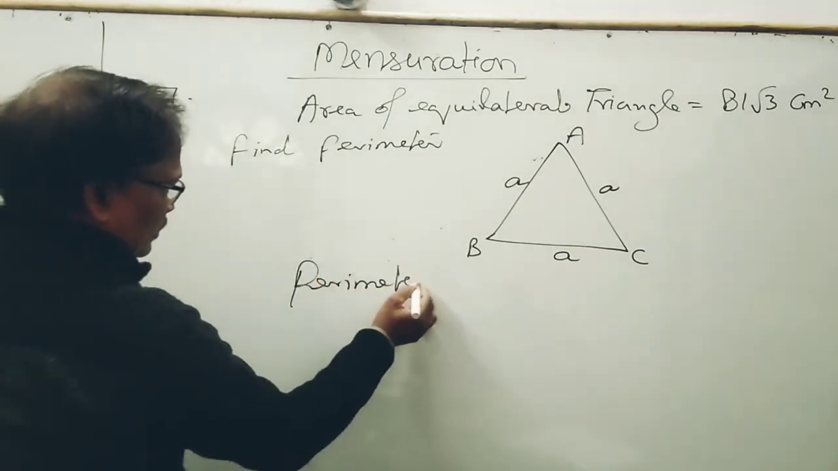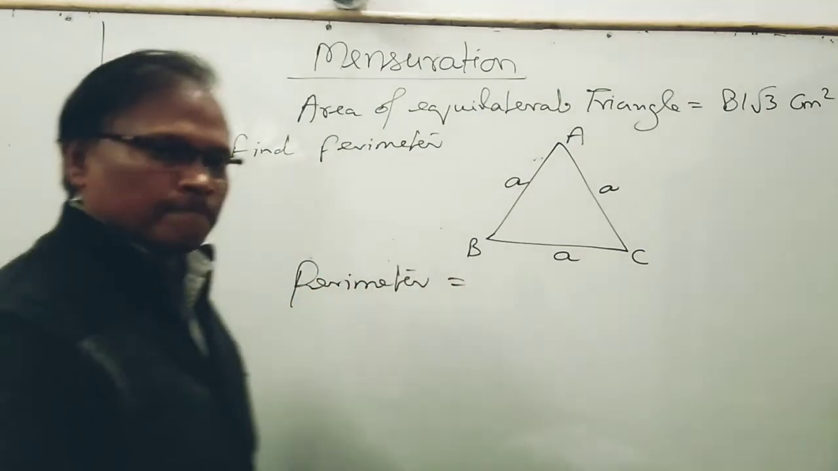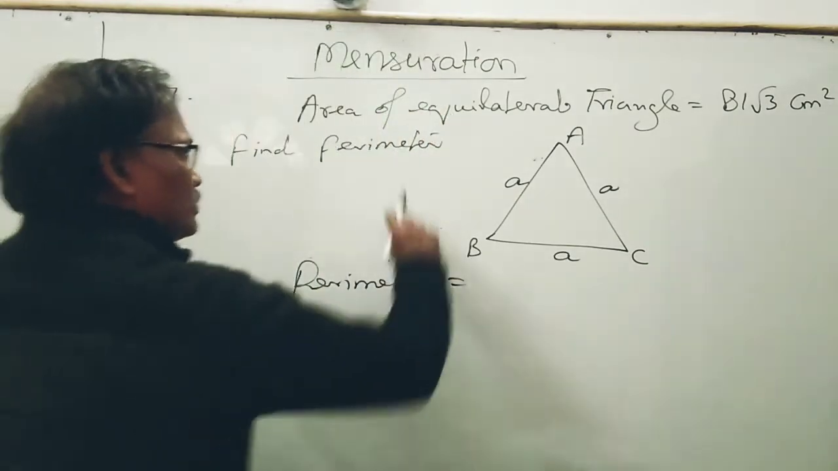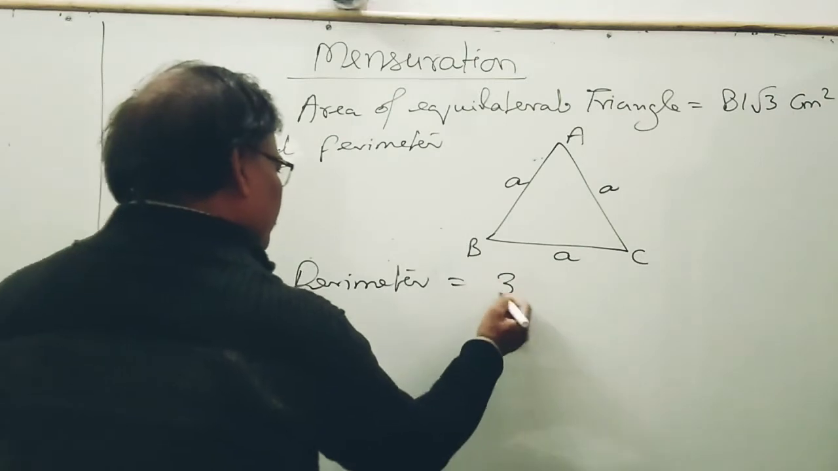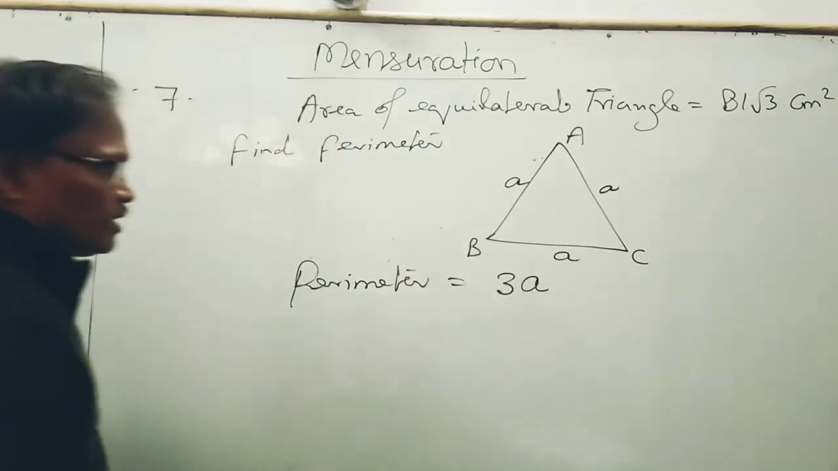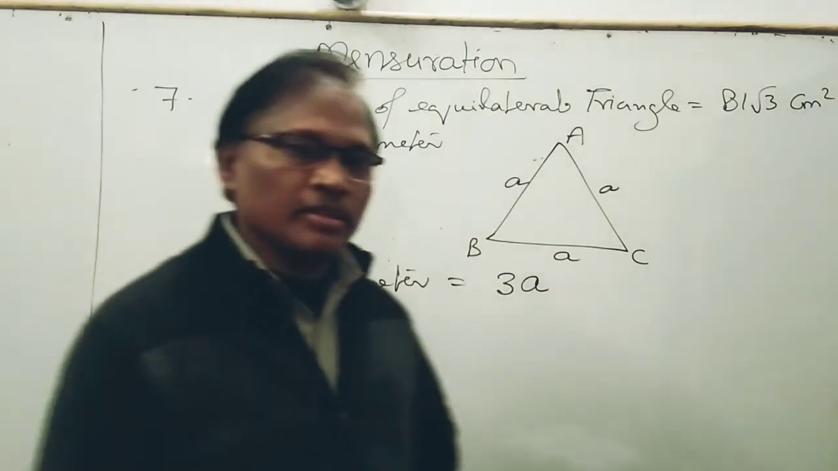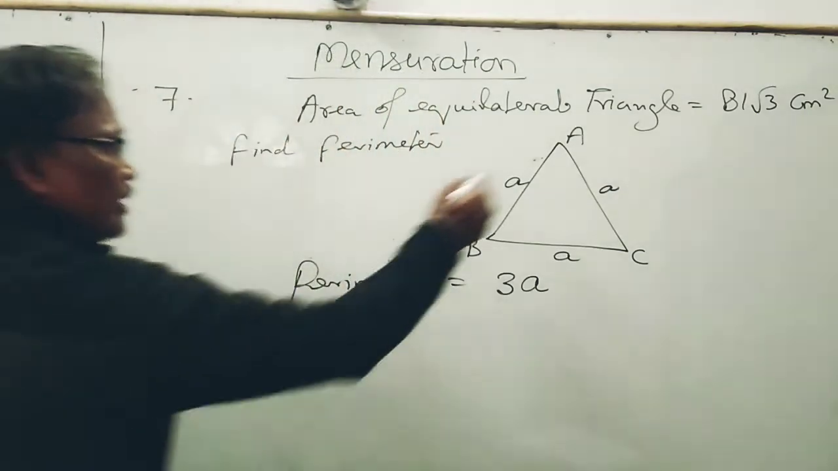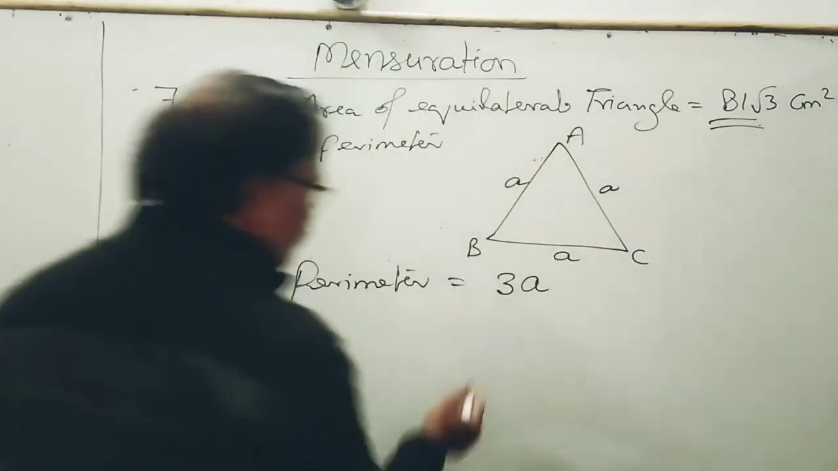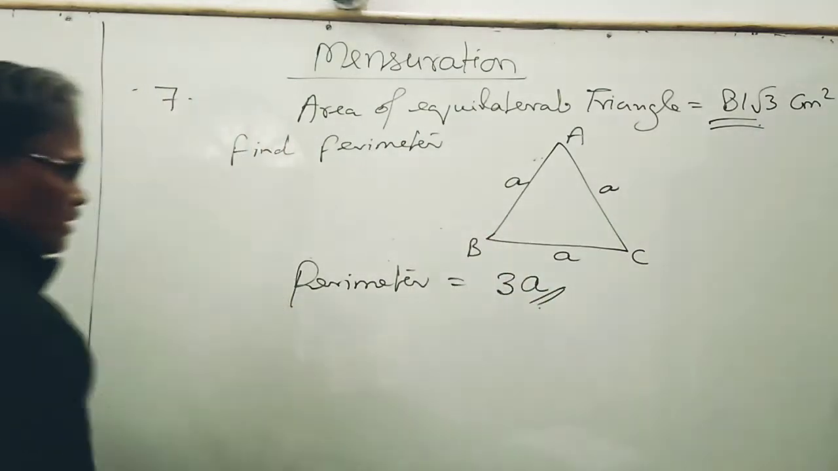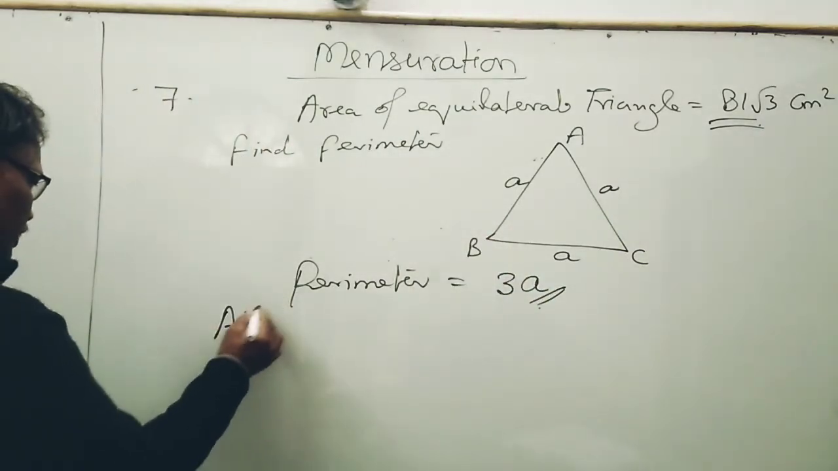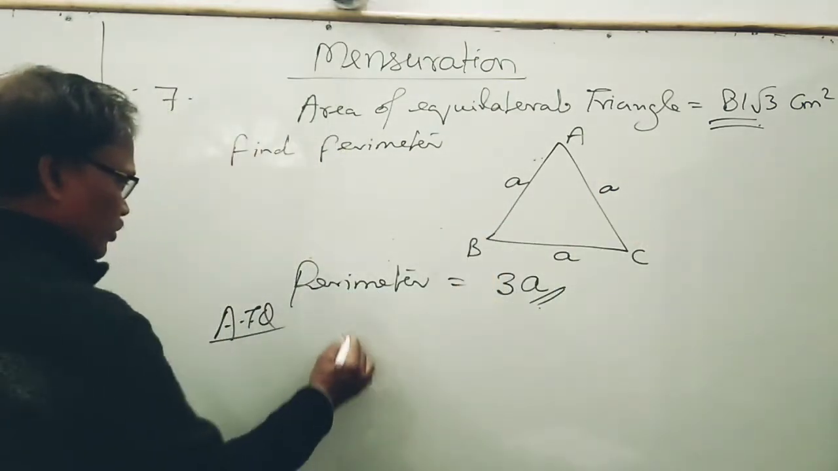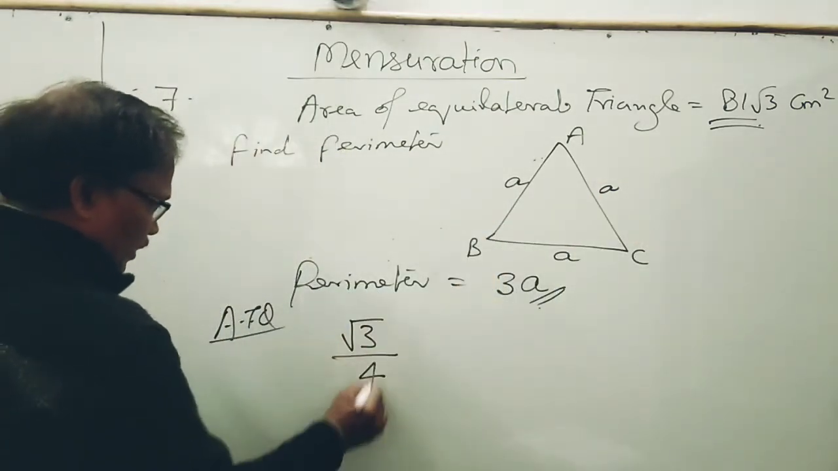What is the perimeter of this triangle? क्या होगा perimeter? Sum of all the sides, means इसमें कितना होगा? AC plus CB. 3A means A all you add. Then area is given. You have to find only the side, that is A. According to question, what is the area of the equilateral triangle? This is the formula for area.